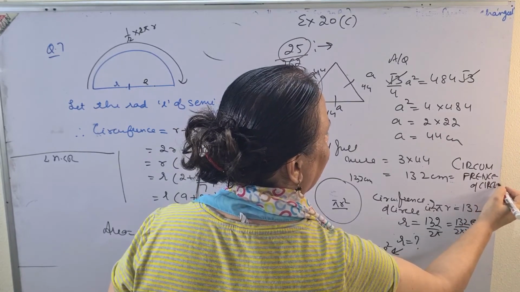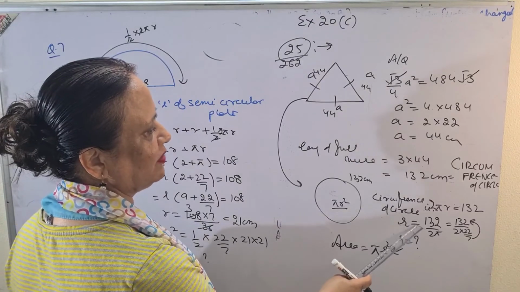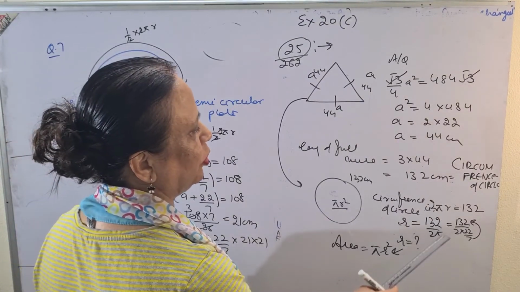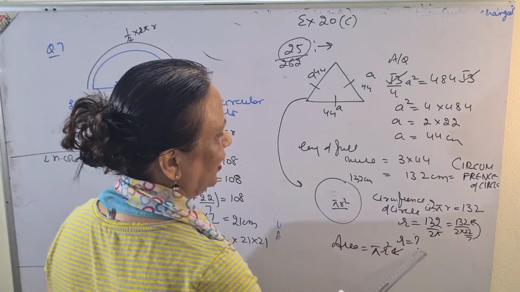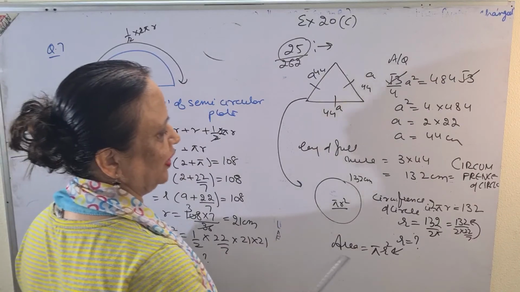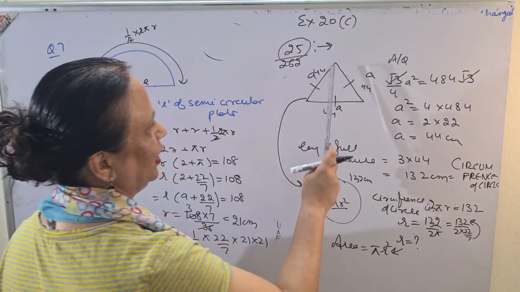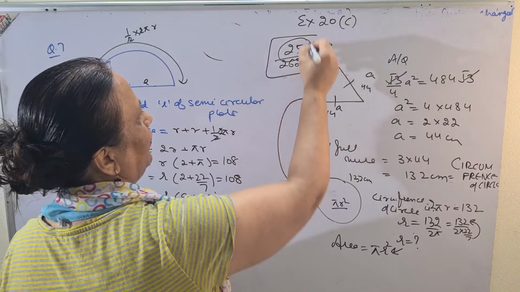From here you will get the value of R, the radius, which will be equal to 132 upon 2 pi. Find the value of R, and then at last they have asked you to find the area of the circle. So the area of the circle is pi R square. This is question number 25 of page 262.